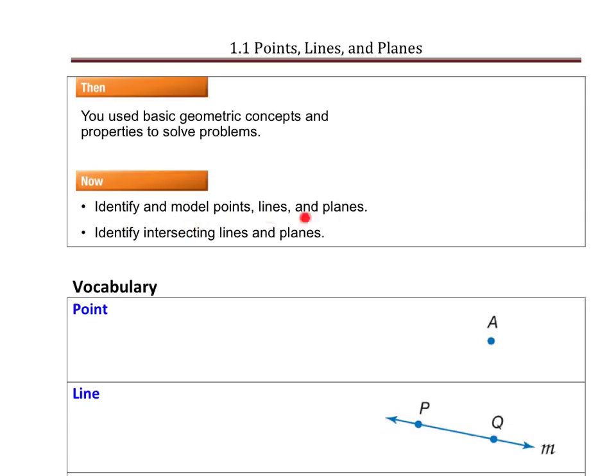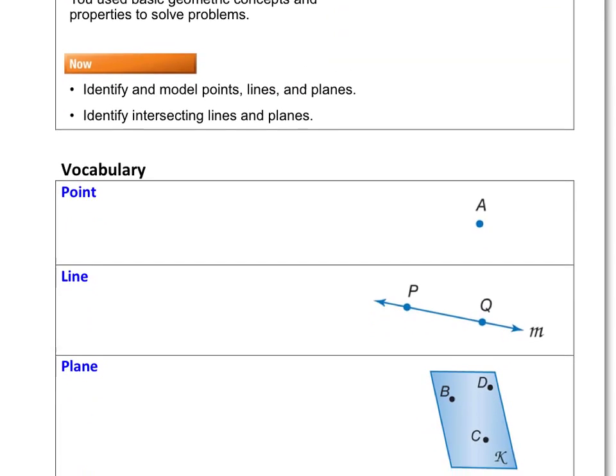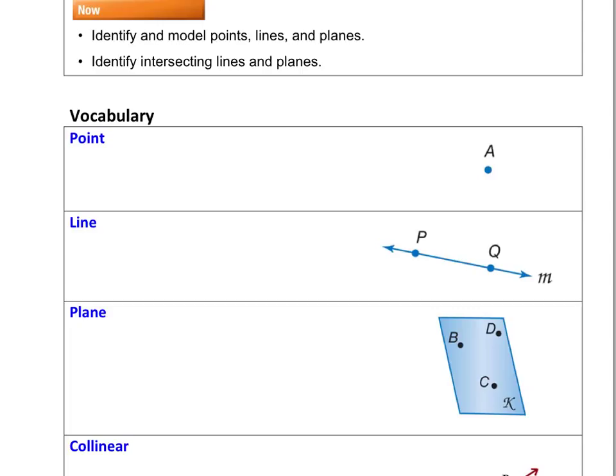Okay, so this first section, points, lines, and planes, what are we going to do? We're going to be identifying points, lines, and planes in diagrams. And we're also going to focus very much on notation, that is, symbolic letters and how we write points, lines, and planes. In fact, the whole course is very focused on notation. And the next set of goals is to identify what's created when two lines intersect each other and when two planes intersect each other.